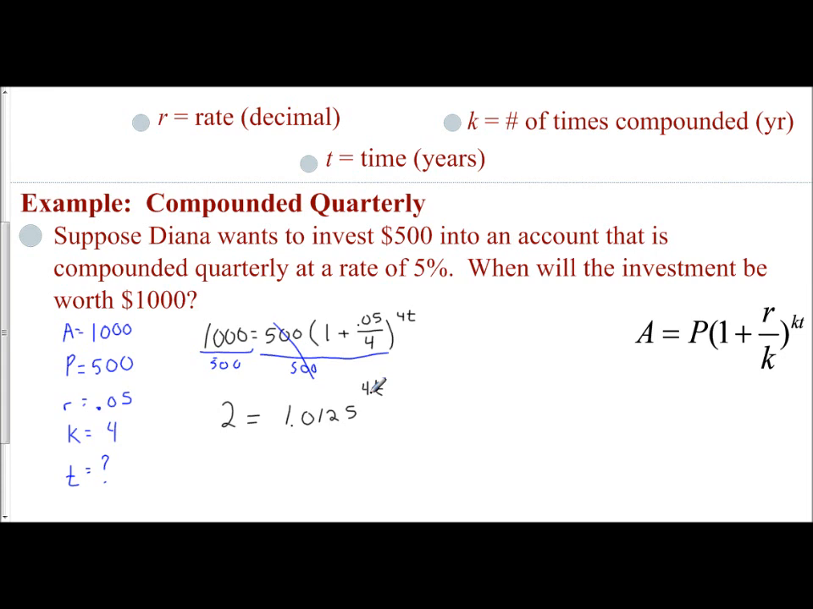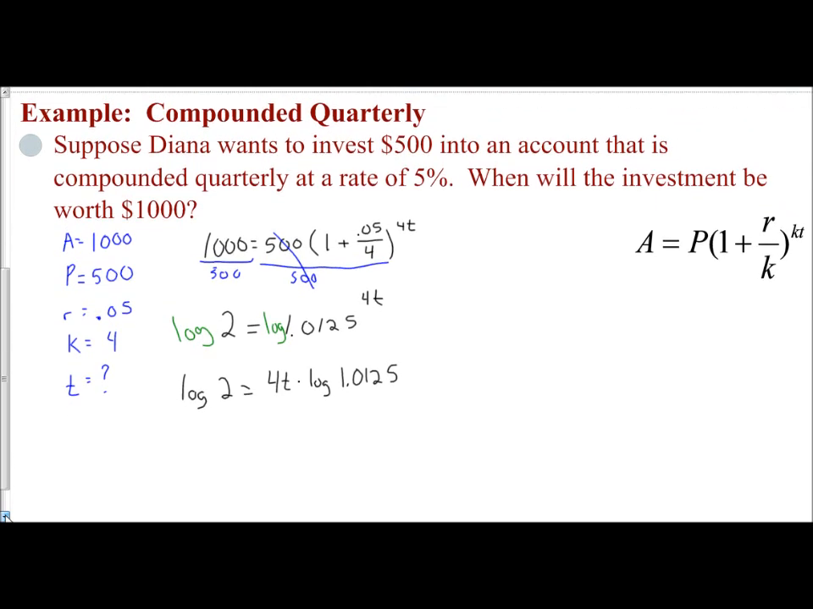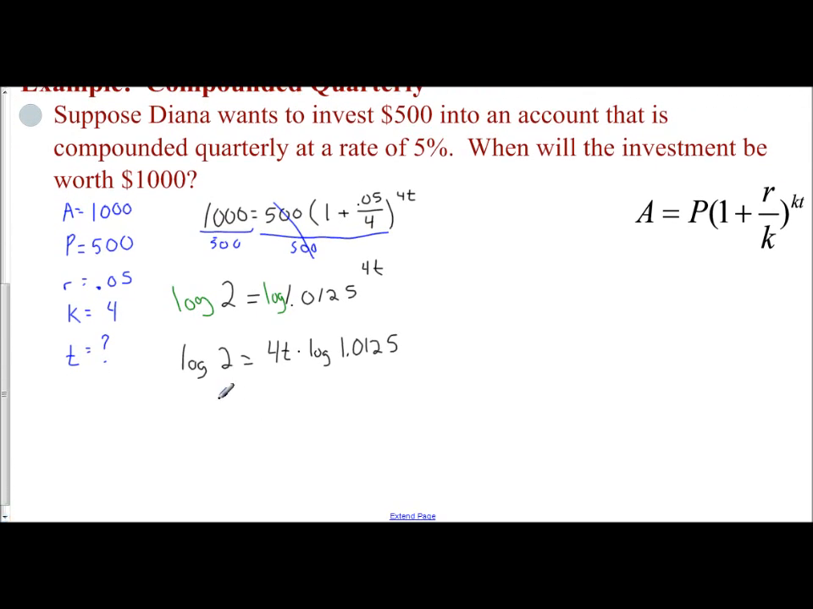So to solve this, I notice my variable is located in the exponent. So how do I solve it? I'm going to take the log of both sides. That allows me to bring the variable out of the exponent. So I have log of 2 equals, this 4t comes out and becomes the coefficient, 4t times log of 1.0125.